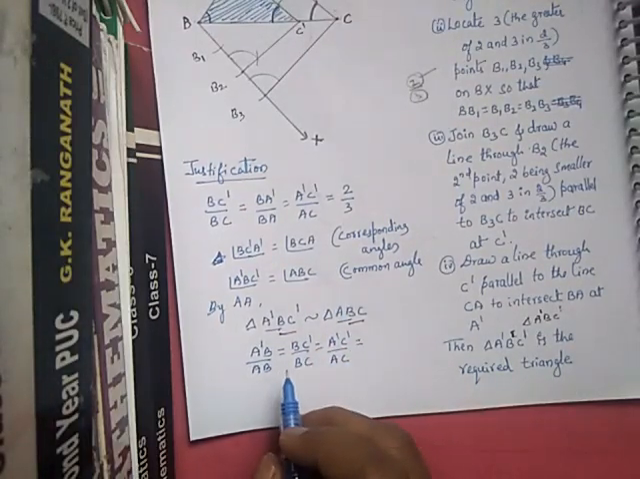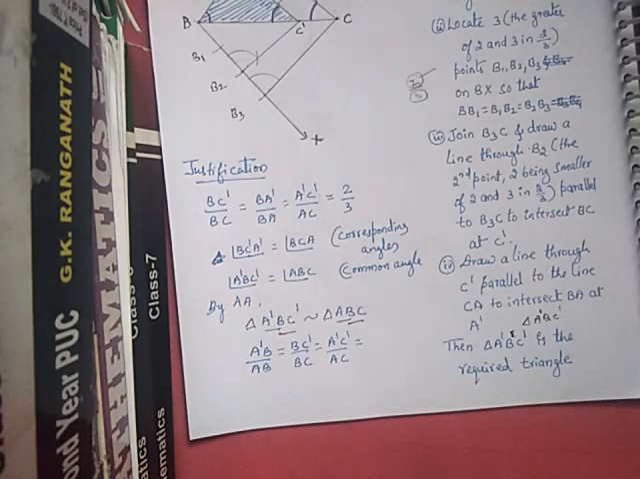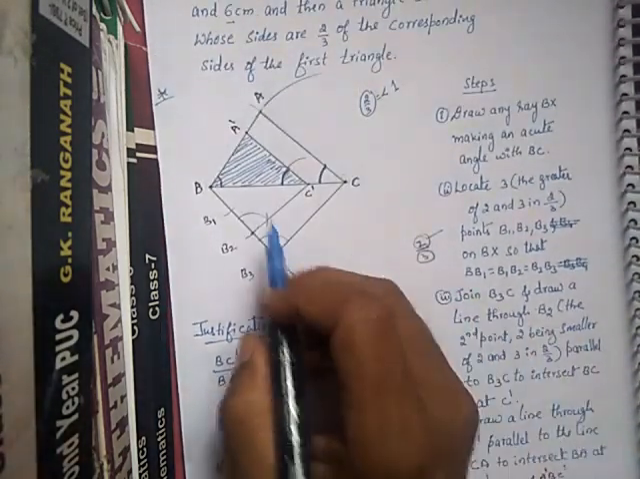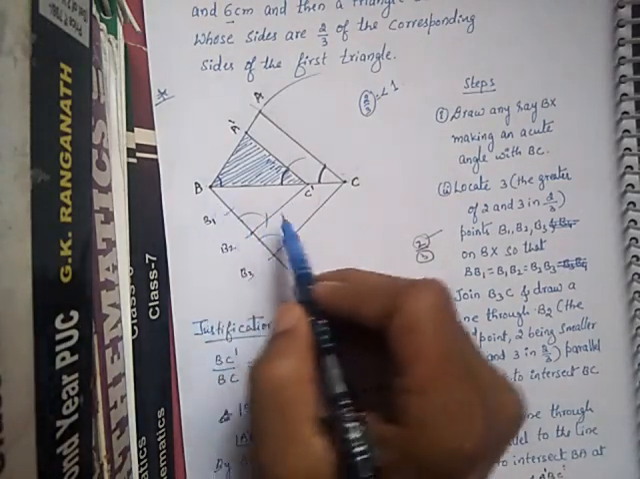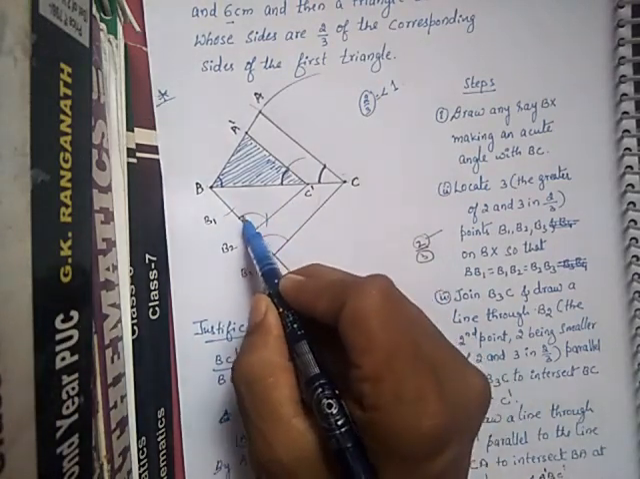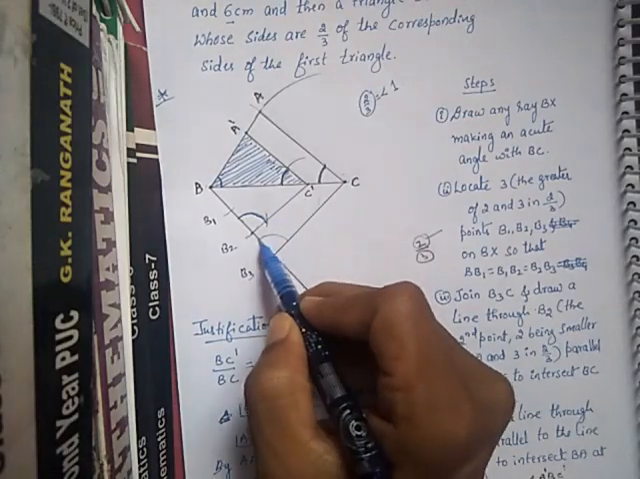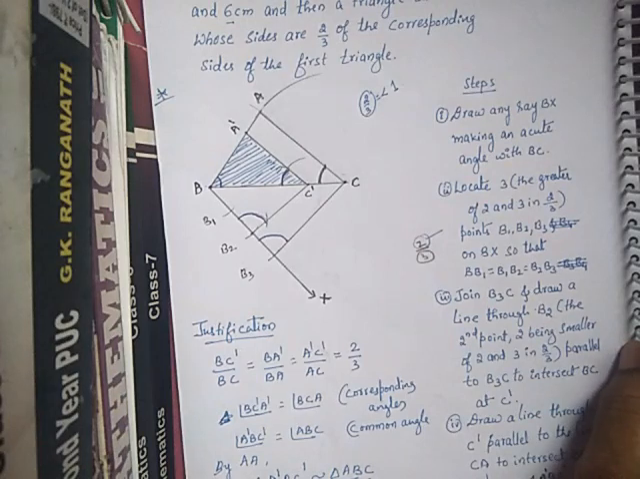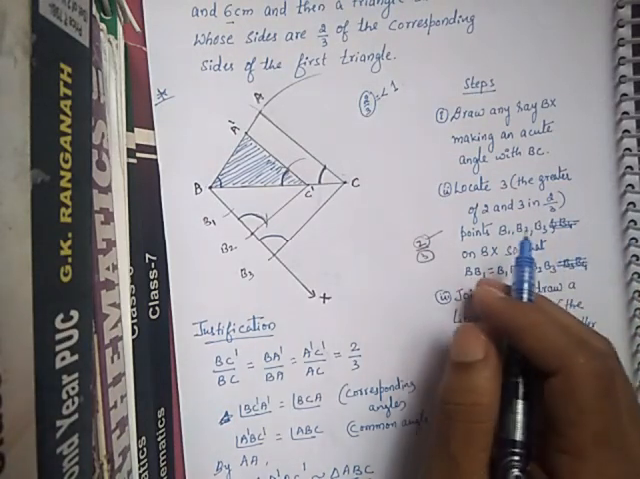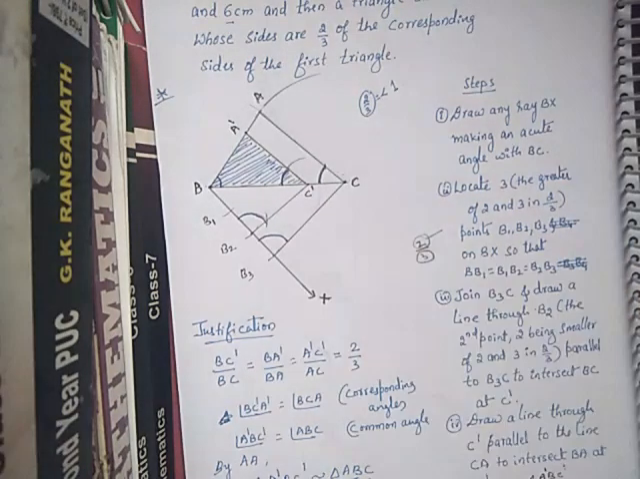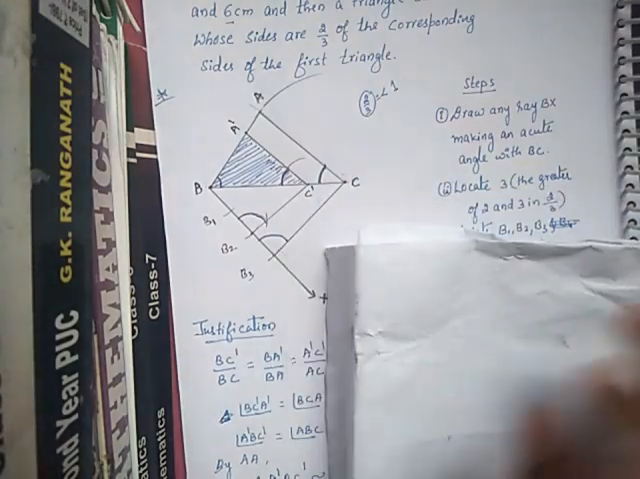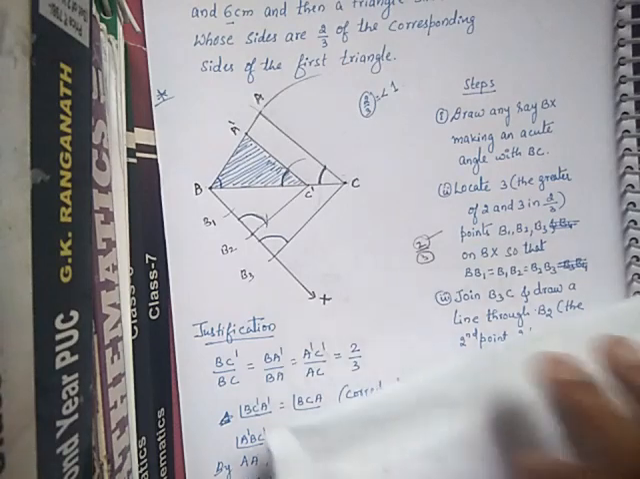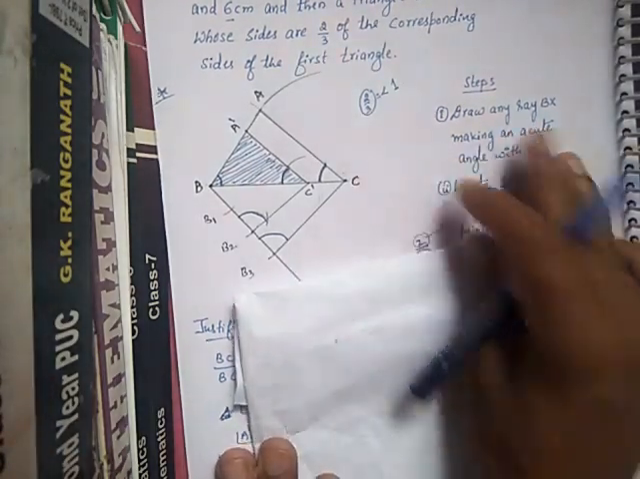Now see here, after writing this, one more very important thing. In this also, in the same way, these two are parallel, so these two are corresponding angles and are also equal. So I will take one more paper to solve this. After this, see what happens here.